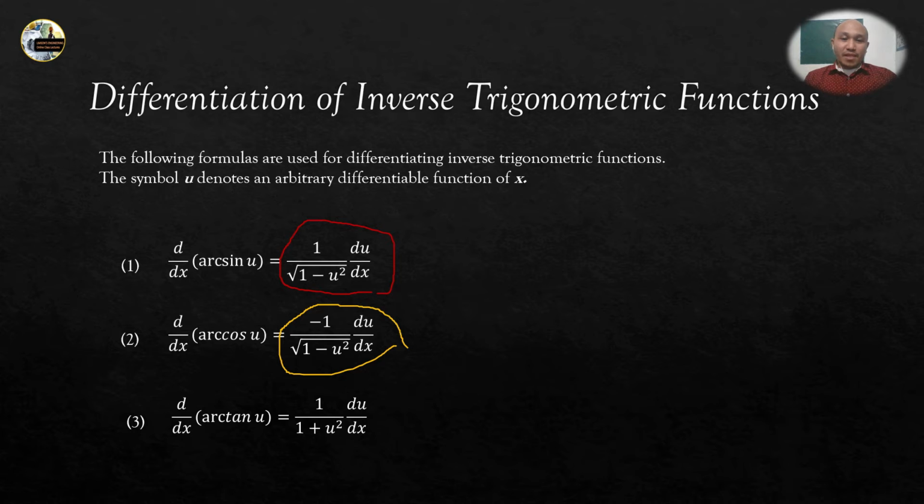Formula number 3, d over dx arc tangent u is equal to 1 over 1 plus u squared times du over dx.